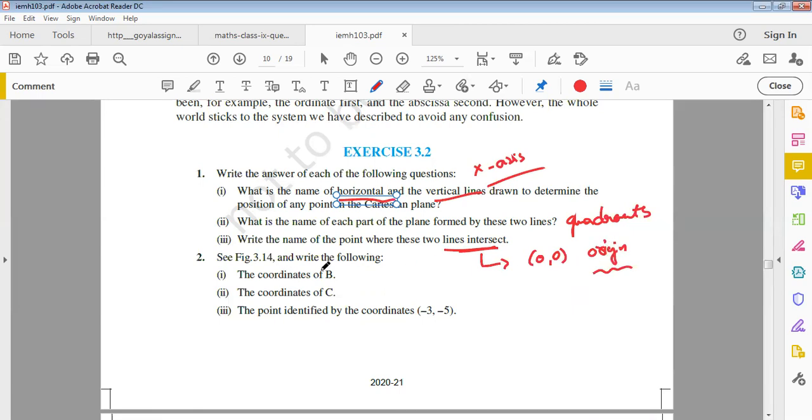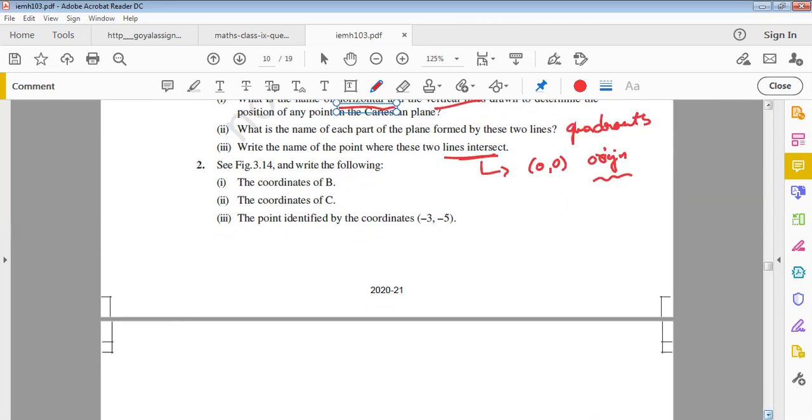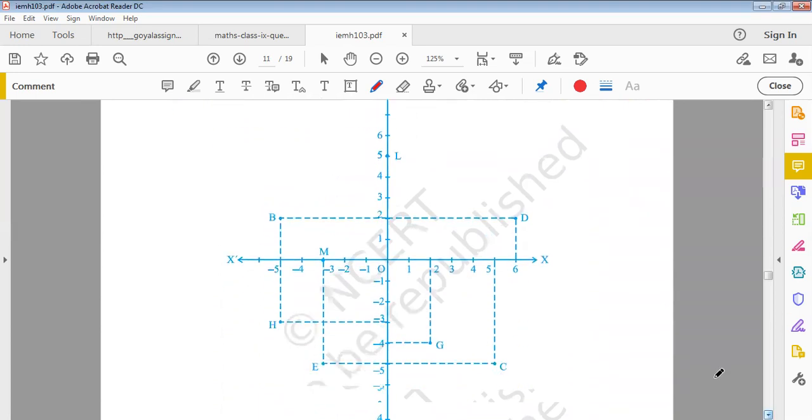Okay? Now, from figure 3.14, write the following: the coordinates of B, coordinates of C. Say, where is B? Here is B. It lies in the second quadrant. From the origin, you are moving on the left side, 5 units. So minus 5 and moving up. So (minus 5, 2).